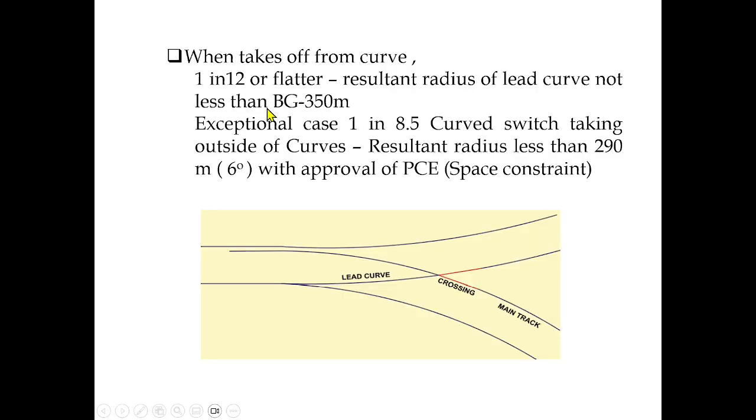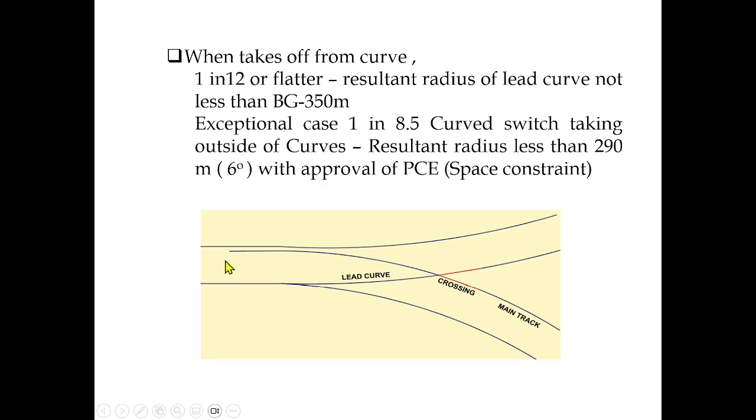And as I already told you, when a straight turnout is provided on a curve as a contraflexure, the turnout will become further flatter. So here they have given some restriction: 1 in 12 or flatter only we have to provide. The resultant radius of the curve at any cost should not be less than 350. That means when you are laying 1 in 8.5, it is only 230 meter radius, but when you are laying it in a contraflexure, it will become flatter.